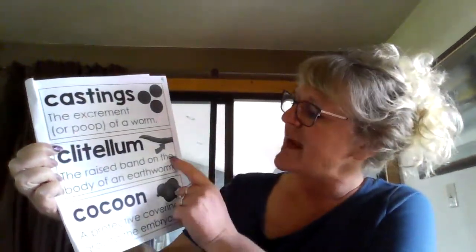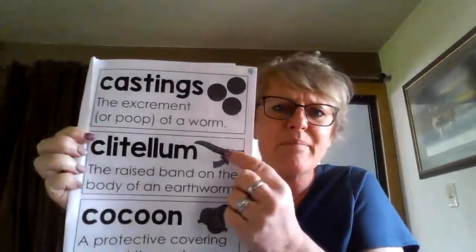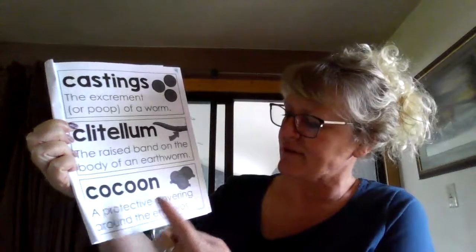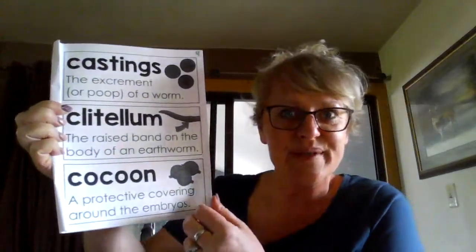Clitellum, the raised band on the body of the earthworm. You've seen that big fat blob on the worm. It has a special name called clitellum. Cocoon, a protective covering around the embryos. Cocoon.